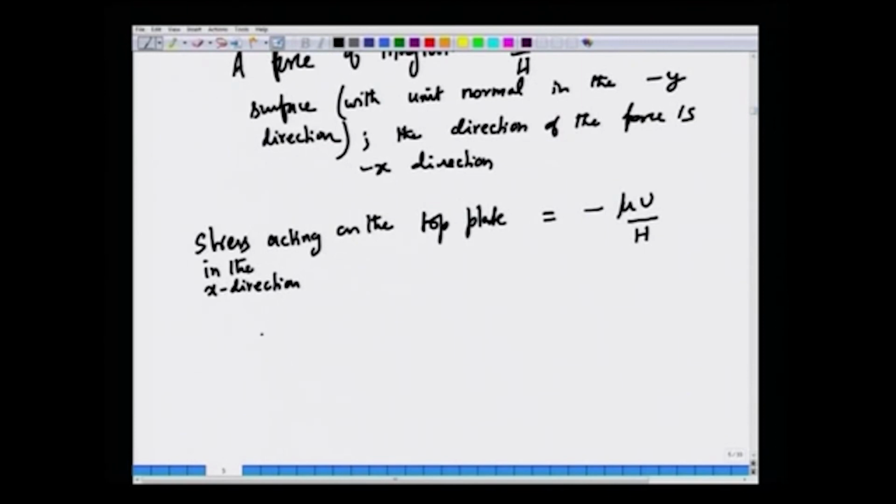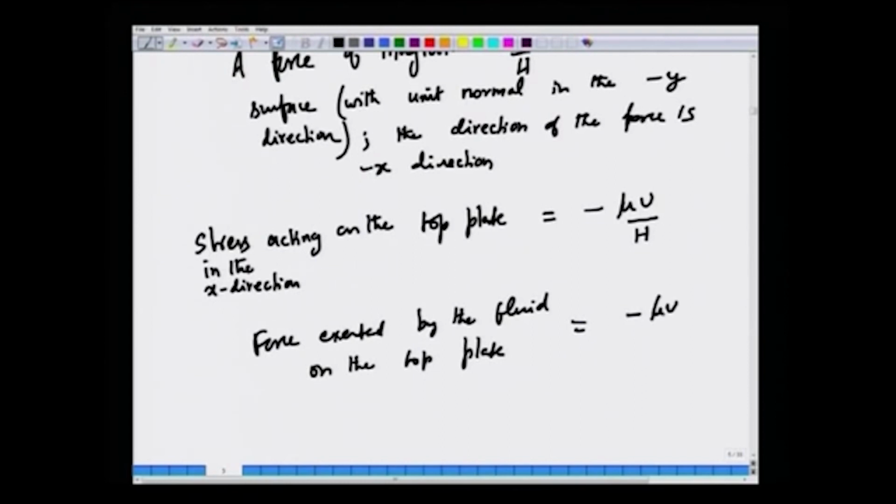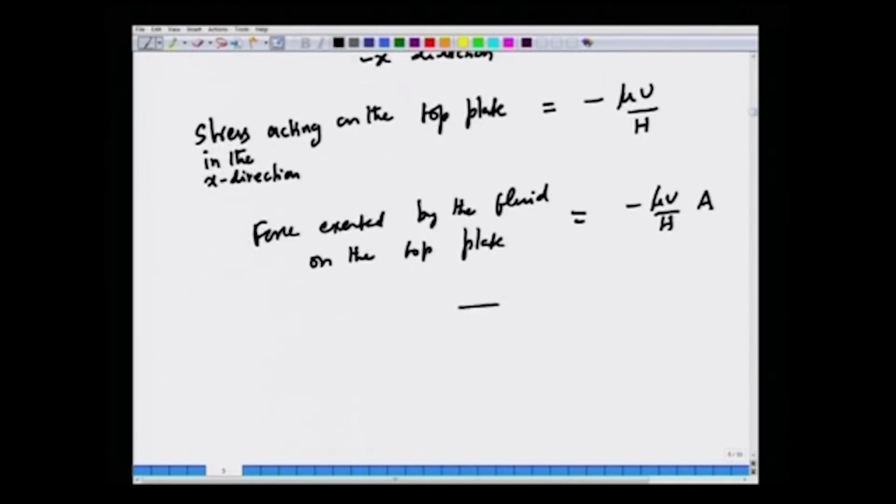So, the force exerted by the fluid on the top plate is minus mu u divided by h times the area of the top plate. This is the force exerted by the fluid on the top plate. So, the fluid when it moves here, it exerts a force in this direction. The force exerted by the fluid on the plate is in this direction.